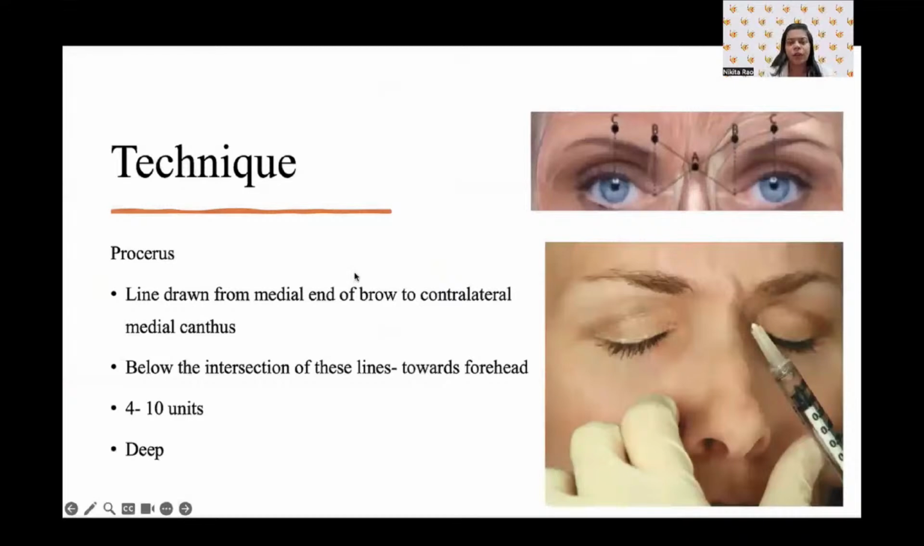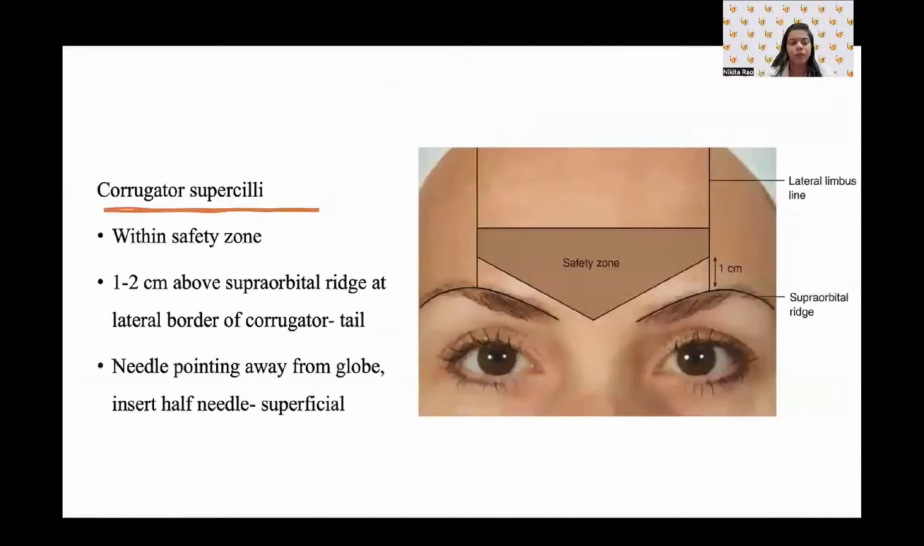Coming to the injection technique for the procerus, a line is drawn from the medial end of the brow to the contralateral medial canthus. The injections are made at the point of intersection of these two lines or just below it. The injection is always directed towards the forehead. Four to 10 units can be given as deep muscular injections.